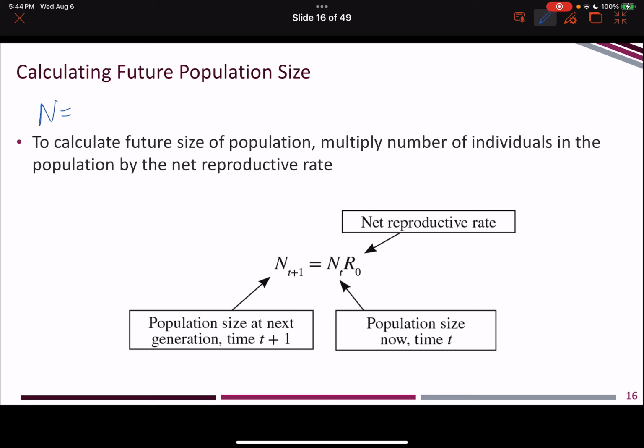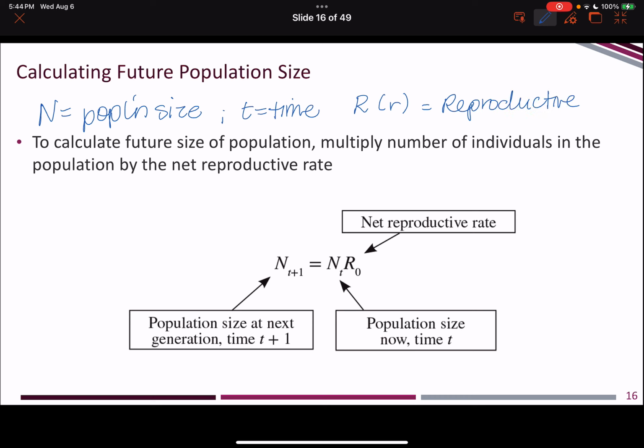N is always going to be the population size. And T is always going to represent time. R, or sometimes little r, is going to be the reproductive rate. We'll also call this the growth rate of the population. This is a generic formula, which is why it has a big R. We're generally going to use little r for this equation.